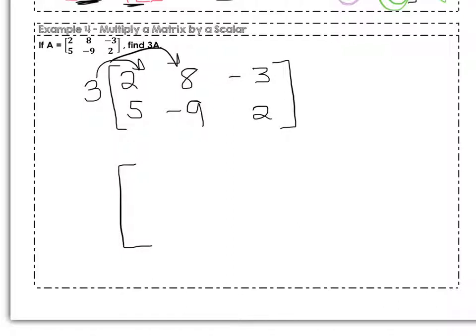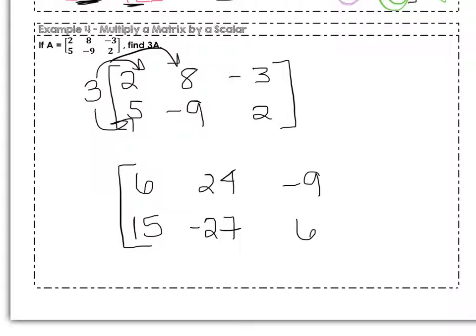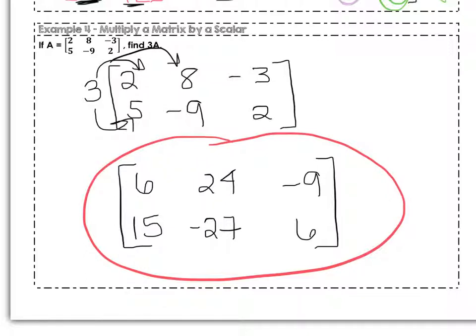So 3 times 2 is 6. 3 times 8 is 24. 3 times negative 3 is negative 9. Now I'm going to that bottom row. 3 times 5 is 15. 3 times negative 9 is negative 27. And 3 times 2 is 6. This is multiplication by a scalar, and that is all we had to do.